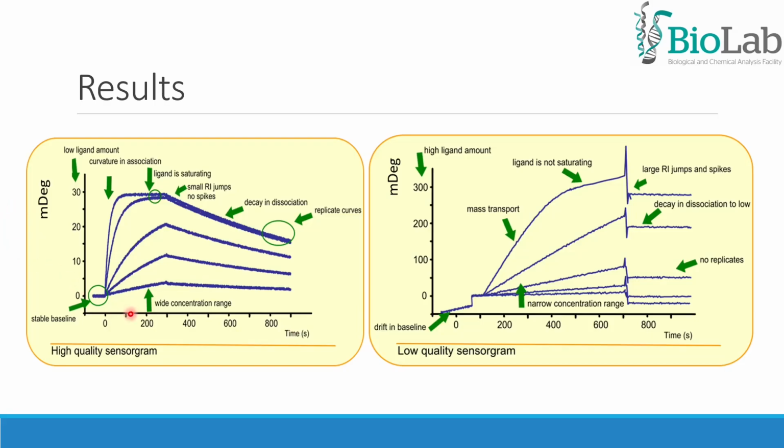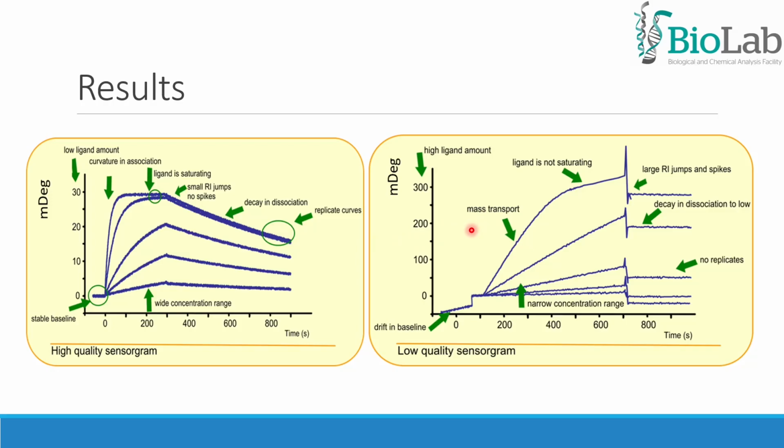These are examples of a good and a bad sensorgram. As you can see, in the high quality one, the baseline is stable. We can see curvature in association. The ligand is saturating. We have replicated curves and no spikes in the curves. The concentration range is wide, and we can see decay in the dissociation phase.